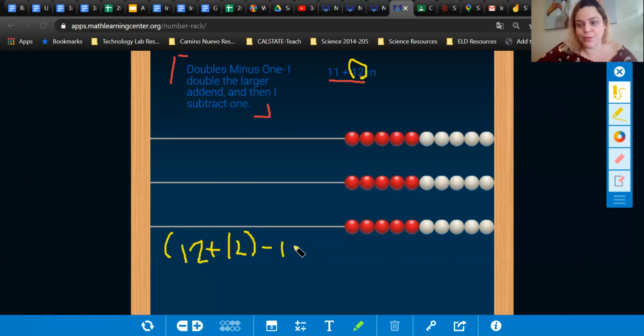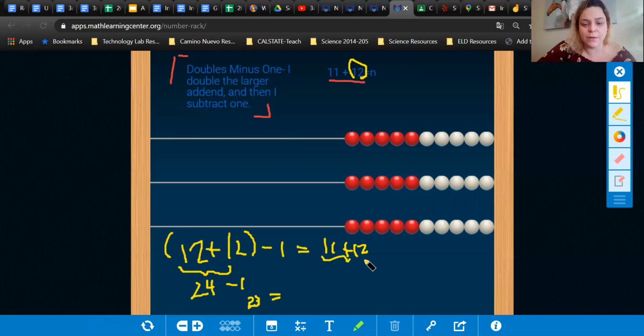Okay, you're going to use the parentheses a lot this year. And then I know this equation is the same as, or it's going to give me the same sum as 11 plus 12. But now I have to check my work. Okay, so now I know 12 plus 12 is 24. But now I have to subtract 1, and that's going to give me 23. And then we saw this from earlier, that 11 plus 12 is 23.